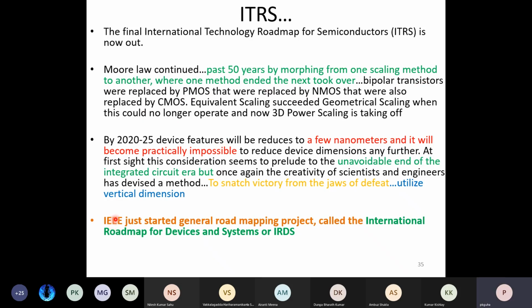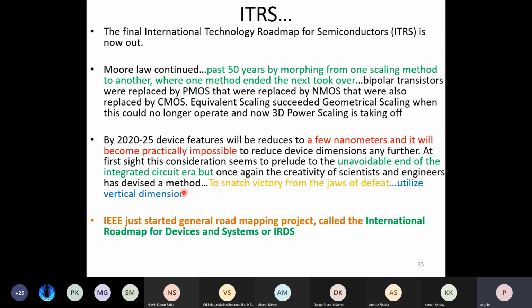Now the thing is, even now we are looking for ways to build things in the vertical dimension. If we get time, we will talk about TSV, through silicon via, what that technology is and all that. So we are not only reducing the dimension in the X and Y direction, we are also trying to integrate things in the Z direction, to reduce the footprint and so on.